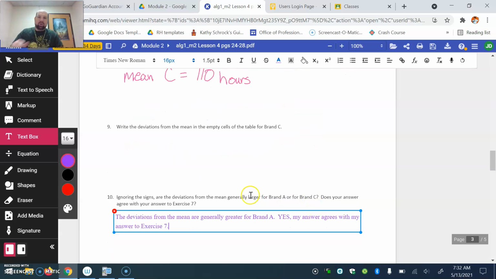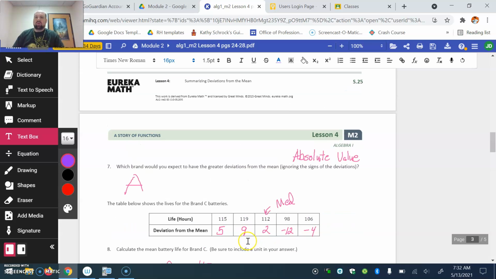Now, going down to number 10, ignoring the signs, are the deviations from the mean generally larger for brand A or for brand C? So again, brand A, and then yes, it's the same as what I put for question 7. Okay, we are on to actually the last page, last two, because the next page has graphs we're going to use. So I'm going to pause the recording and I'll meet you there.